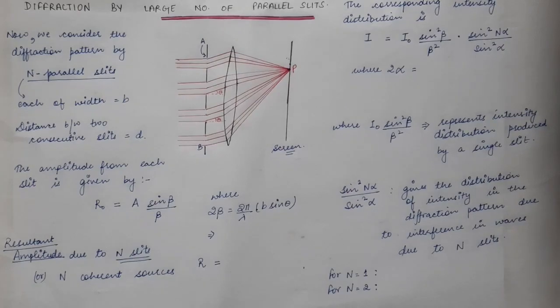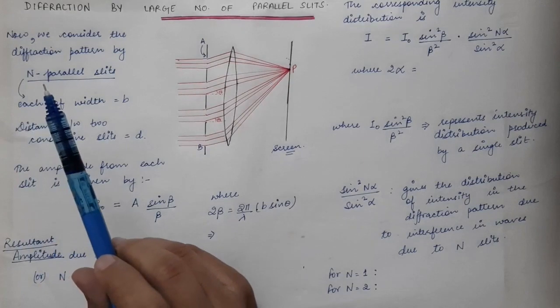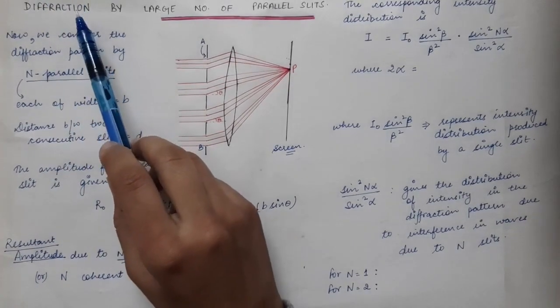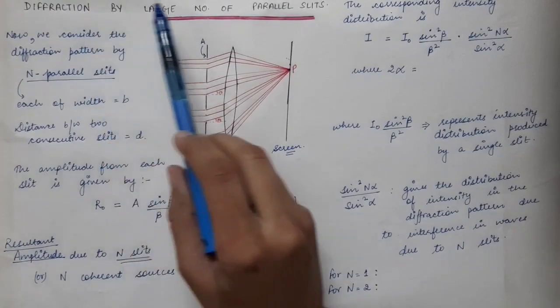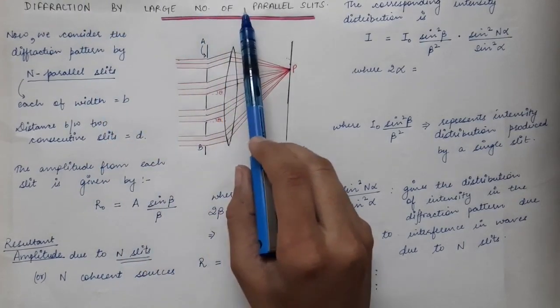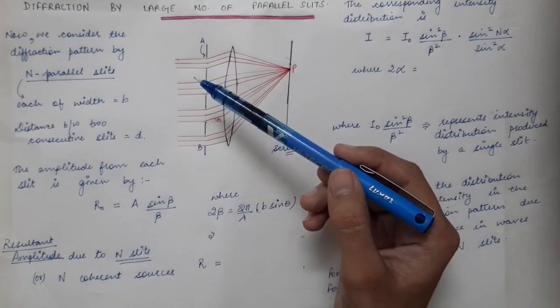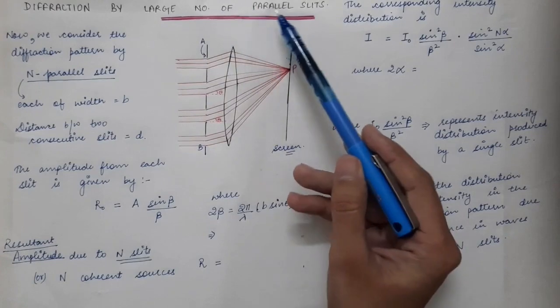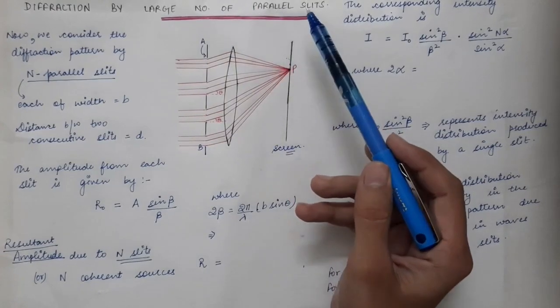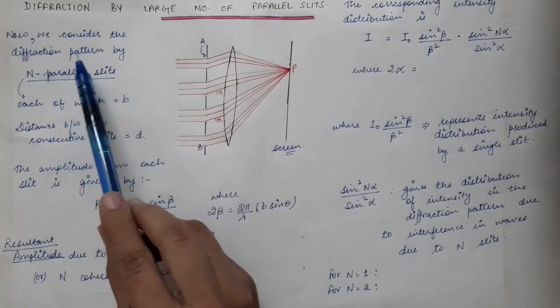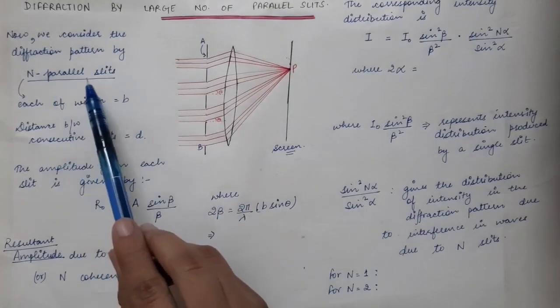In the previous lecture, we started to discuss the diffraction pattern which is obtained in the case of a double slit. So now we are going to find how the diffraction pattern looks in case we have a large number of parallel slits. In this case, instead of just 1 or 2 slits, we will have a large number, n, of parallel slits. So in this we will consider the diffraction pattern by n parallel slits.